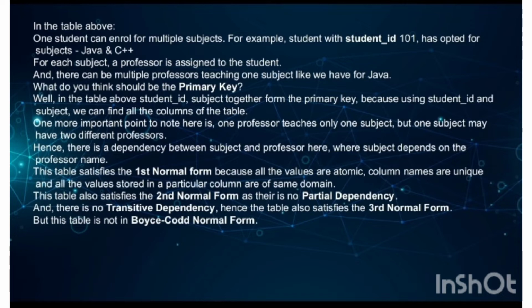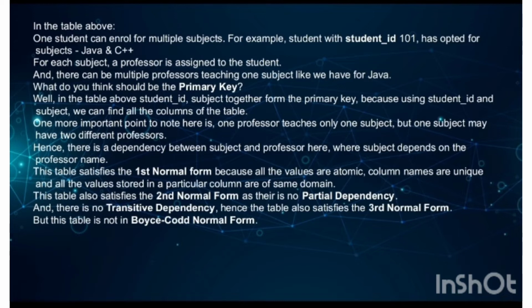What do you think should be the primary key? Well, in the table above, student ID and subject together form the primary key, because using student ID and subject we can find all the columns of the table. One more important point to note here is that one professor teaches only one subject, but one subject may have two different professors. Hence, there is a dependency between subject and professor here, where subject depends on the professor name.